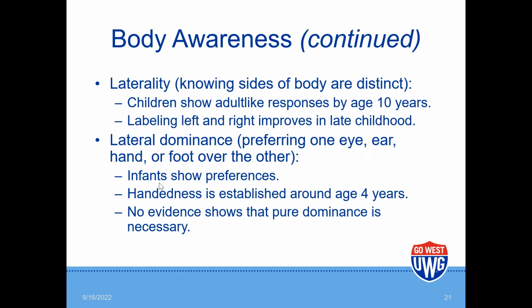So we also have to talk about, with body awareness, lateral dominance. Most of us prefer one eye or one ear or one hand or one foot over another. Infants show preference early on. Handedness, right-handed or left-handed, how we do things, is usually established by the age of 4 years old. And there's no evidence that pure dominance is necessary, that we have to be either right-handed or left-handed. It's not proven that that's any more beneficial than being able to use both.